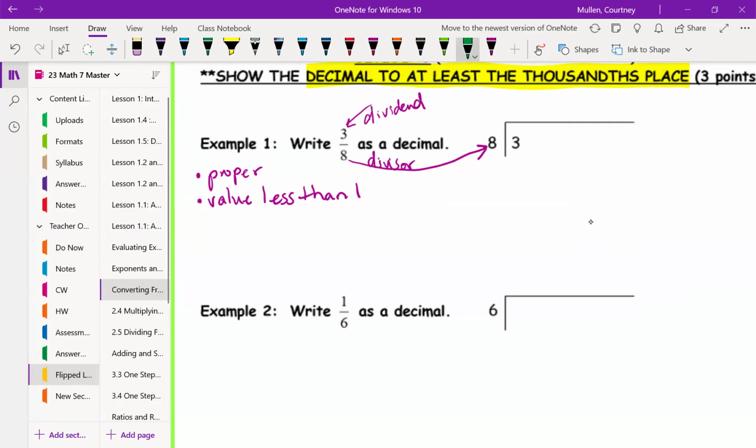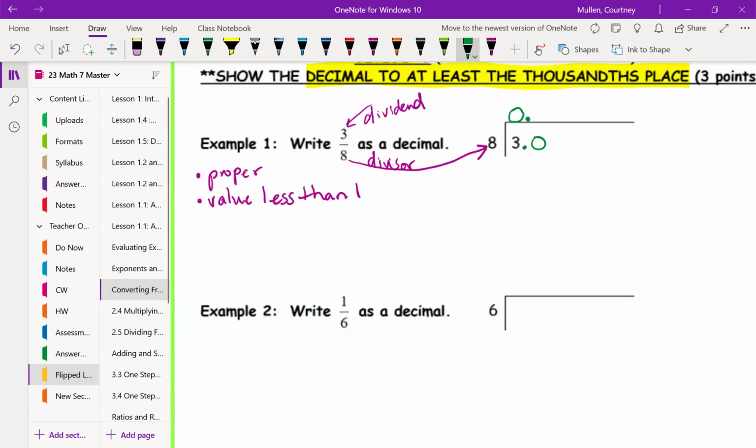Does 8 go into 3? No, it doesn't. So now we need to place a decimal in the dividend, and that decimal comes up into the quotient. Then we'll add a 0 in the dividend as well.